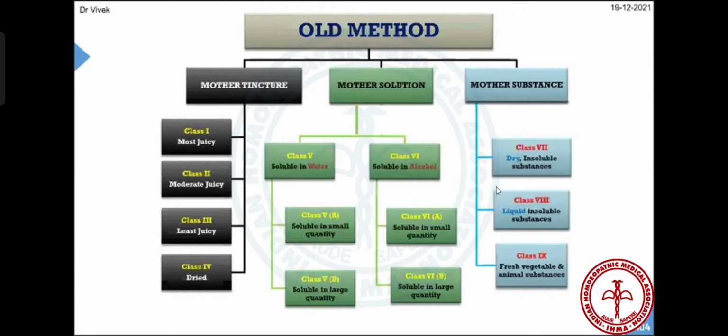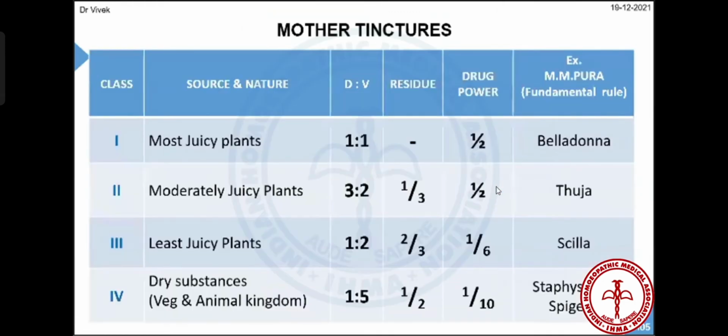Okay, so mother tincture, we have 4 classes, class 1 to 4. Mother solution, for substances which are soluble in water, we have class 5. Soluble in alcohol, we have class 6. And if it is not soluble, we go in for grinding. It is called mother substance, class 7, 8 and 9. So I'll show you this a little more clearly, and we have here the mother tinctures.